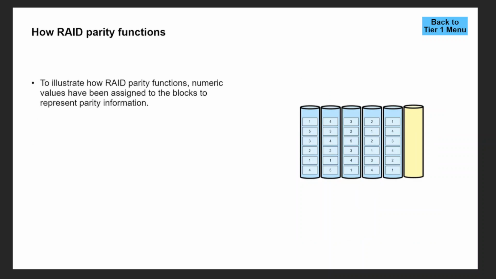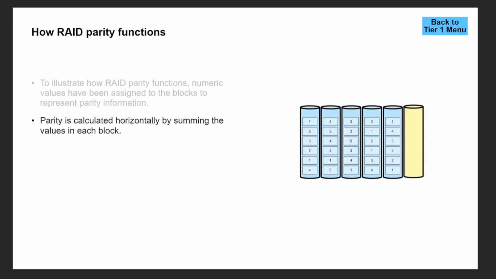This animation is a simplified representation of how parity works in a RAID 4 or RAID DP implementation. Assume that each 4 kilobyte block is assigned a unique numeric value. By adding all those values together, a sum is calculated. This sum is stored in the parity block for that stripe.